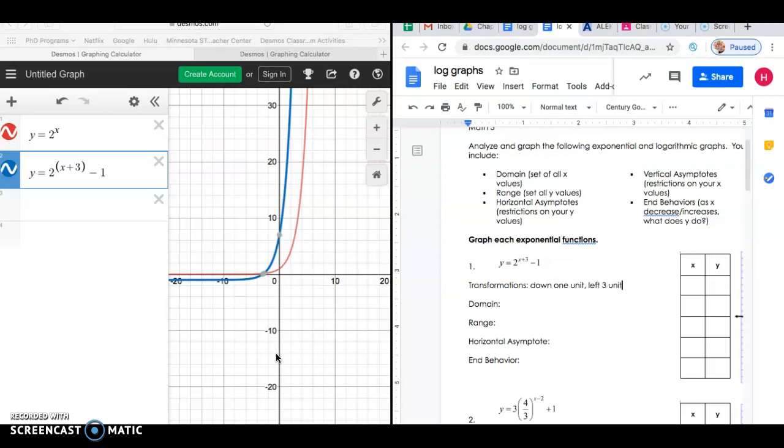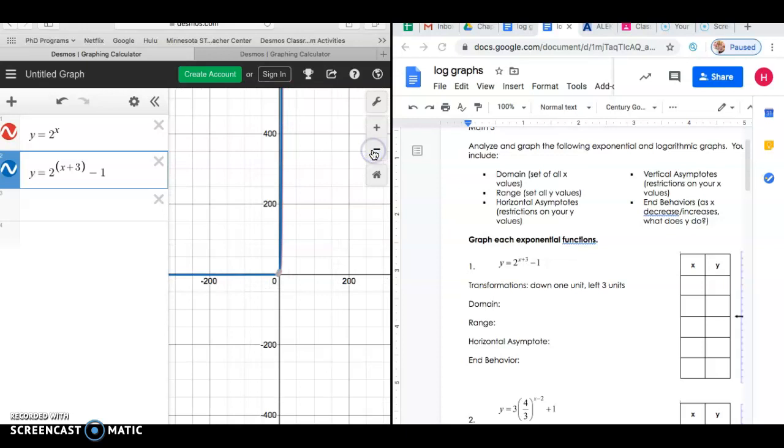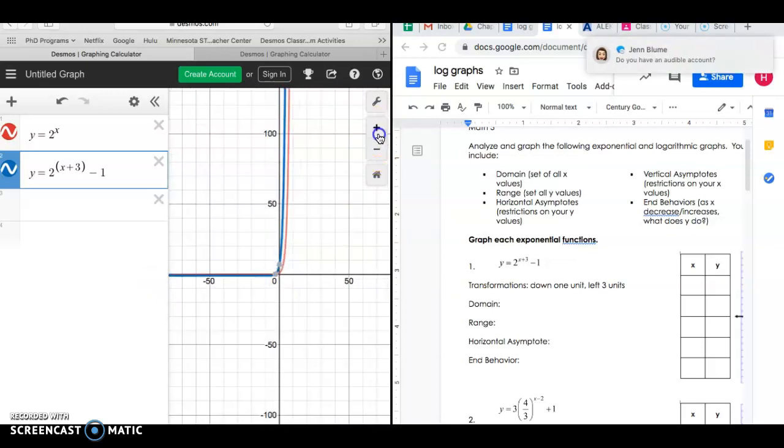So that's what you write in your transformations. The next thing you're going to want to do is find your domain and range. Well, if you are zooming out and zooming out and zooming out, that blue is just going to keep on going forever and ever.